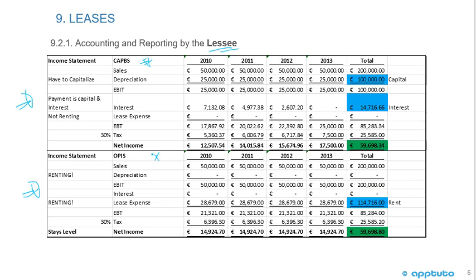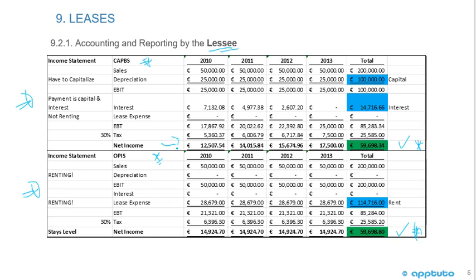And here we have Opus, which is if it was just an operating lease. And so we can compare the two side by side. The first thing that I'm going to start with is that you can see the total net income over the 4 years is the same, regardless of whether it was a finance lease or an operating lease. And that's mentioned in one of the first slides, that the cash flow and the net income over the term is the same.